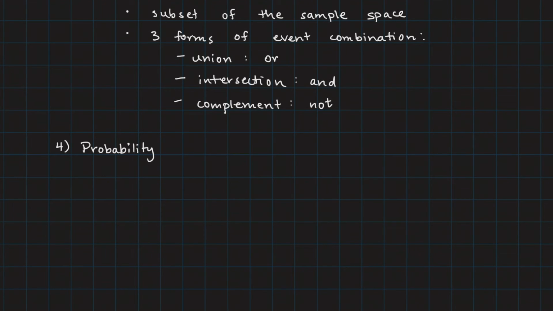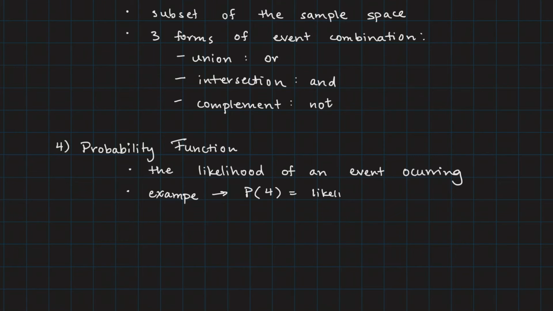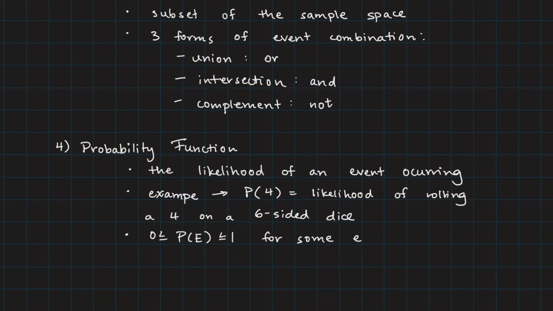A probability function specifies the likelihood of an event occurring. This could mean the likelihood of rolling a 4 on a 6-sided dice, for example. In general, the probability of any one event is between 0 and 1. The probability of an entire sample space must end up being 1.